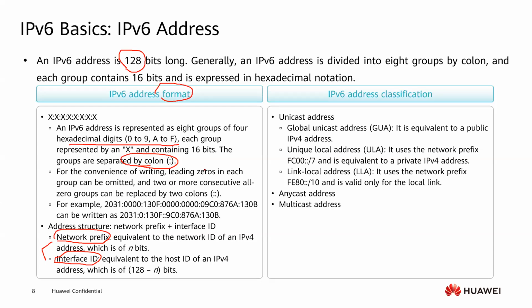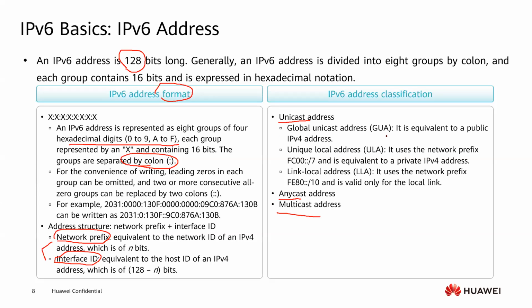And then it's about the classification of the IPv6 address. It does not have any broadcast address anymore. It has unicast, anycast, and multicast addresses. The most important for us is the unicast address. For the unicast address, it has three kinds of classification, three kinds of types.